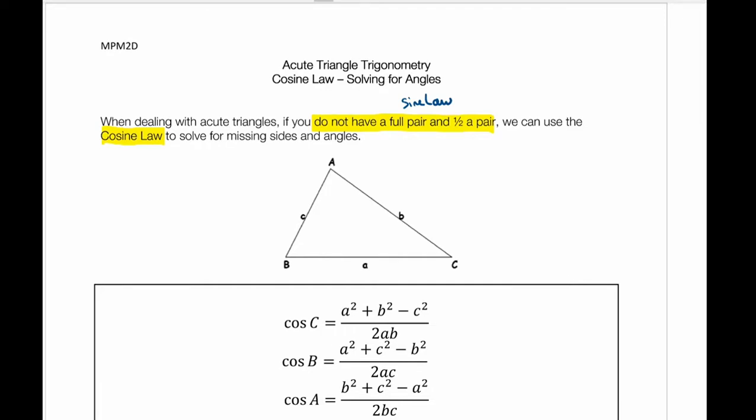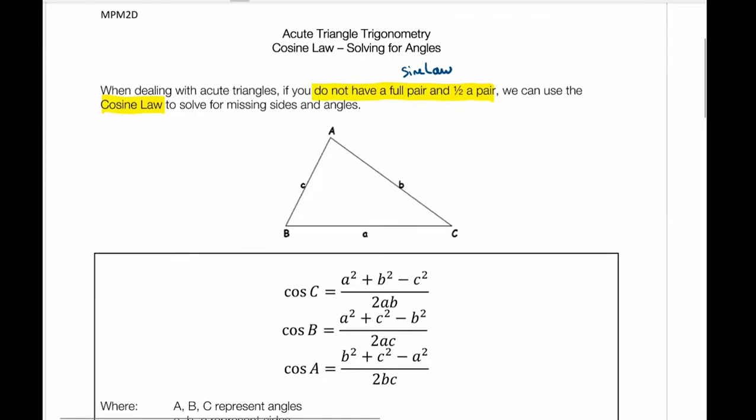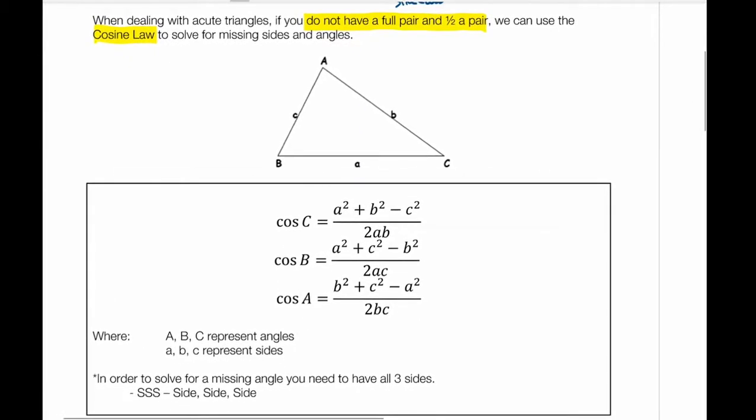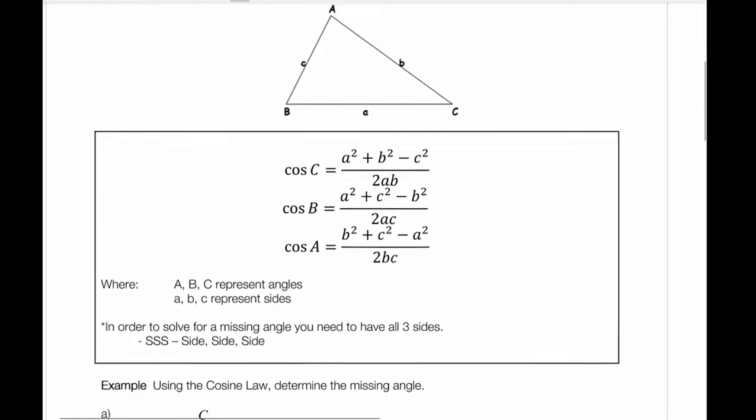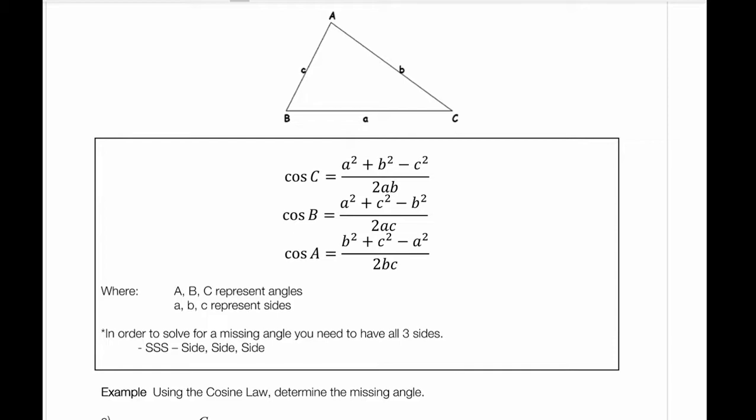Cosine law is a little bit different for solving for angles. Unfortunately, with sine law it was just the same formula, and you could just rearrange. However, with cosine law, it is a little bit different. It's still the same formula at its core. However, we've just rearranged it to help us isolate for our angle. So we have three different variations for the three different angles because it does require us to plug things into a specific spot.